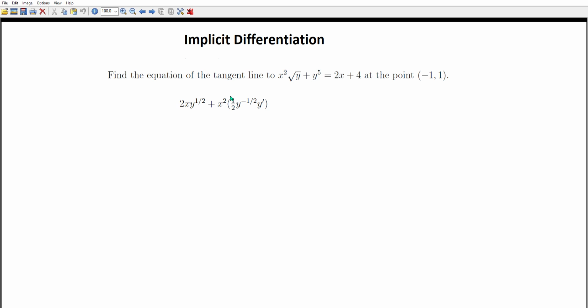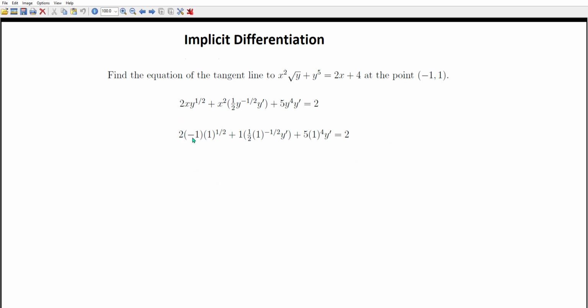We're going to get a 1/2 y to the minus 1/2 times the derivative of y, which we're writing as y prime. Next term is y to the fifth. Chain rule again: 5y to the fourth times the derivative of y, which is y prime, equals the derivative of the right-hand side, which is just 2. Now, what we're going to do this time is, instead of solving involving x's and y's, we're going to put in the information about what x and y are, which will make the calculation easier.